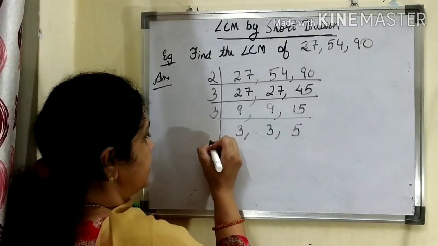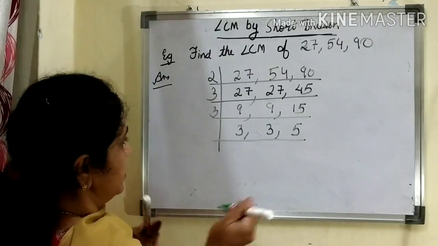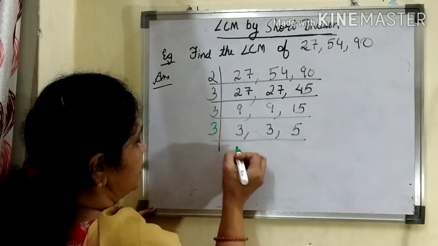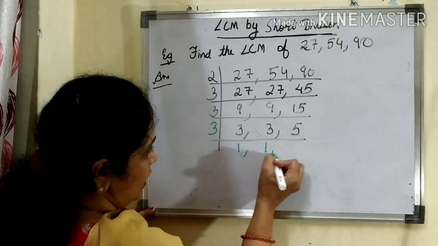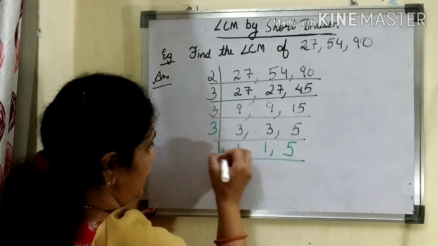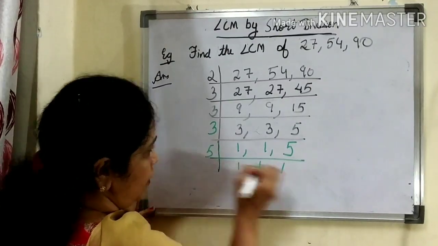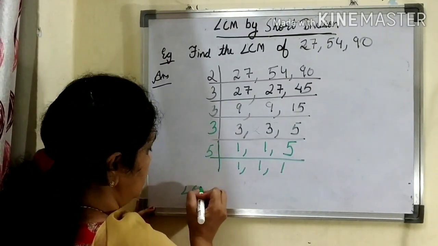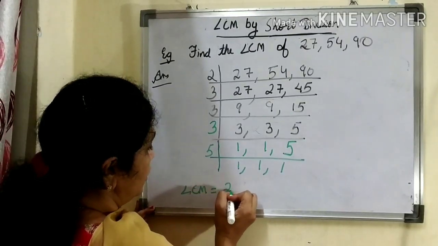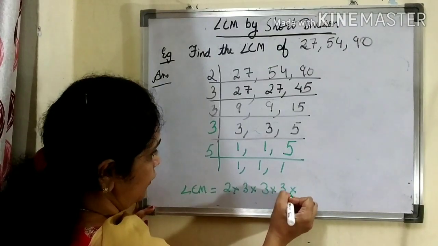And another method is, you can do it in this way. I am using the other green pen. If you do it by 3, it comes 1 comma 1 and write 5 as it is. Okay. Then you divide it by 5, and what you got? 1 comma 1 comma 1. And then you do LCM. And what we get? 2 into 3 into 3 into 3 into 5.